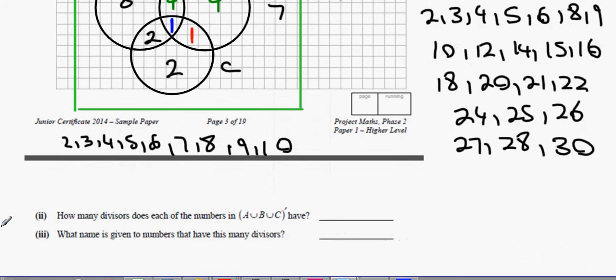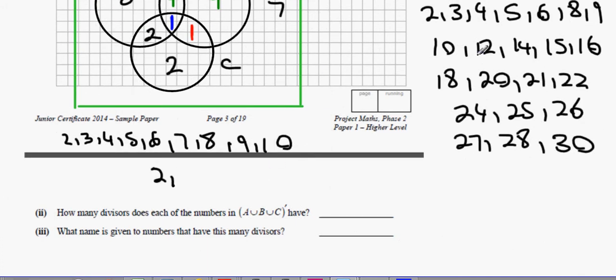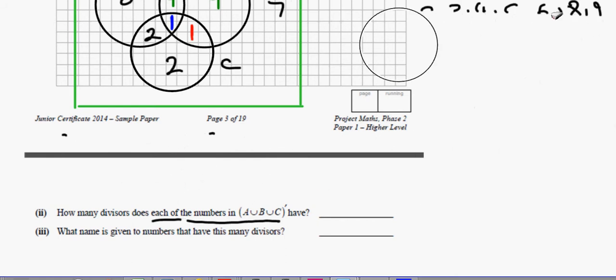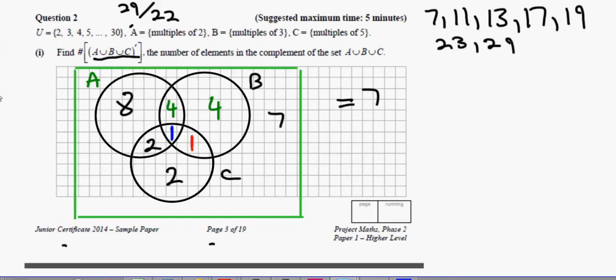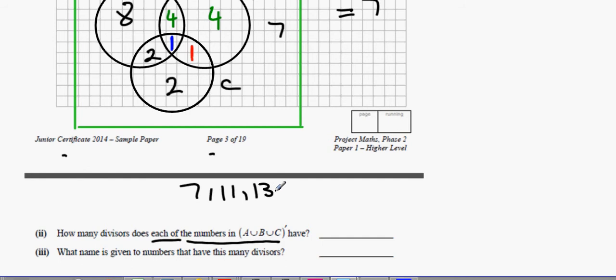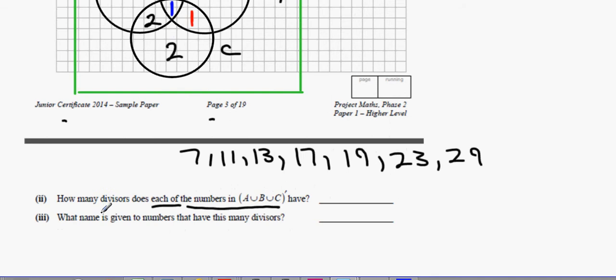Now, how many divisors do they have? Oh, complement, okay, so it's the numbers that aren't included in here, so basically these numbers are prime numbers, okay. The prime numbers that we're talking about here are the numbers outside A union B union C. So we're talking about the numbers 7, 11, 13, 17, 19, 23, and 29. Okay. How many divisors does each of the numbers in A union B union C complement have?